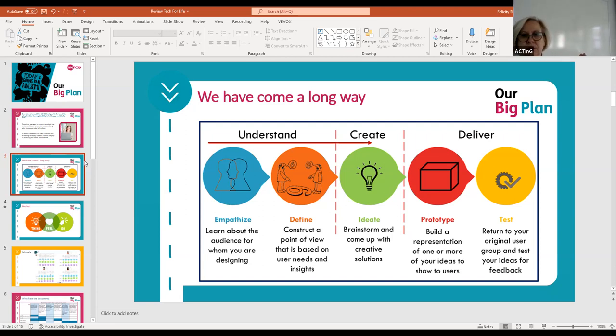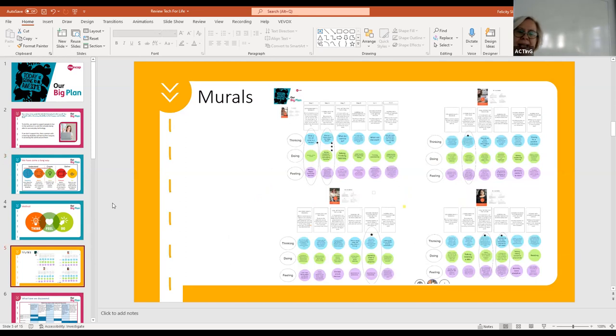But within the group we worked on, we looked at going through an understand, empathise and define phase, to see where and how we might embed assistive technology within the processes that we currently use. To do that, we use what we call design thinking, as part of a suite of resources you can use with Agile.